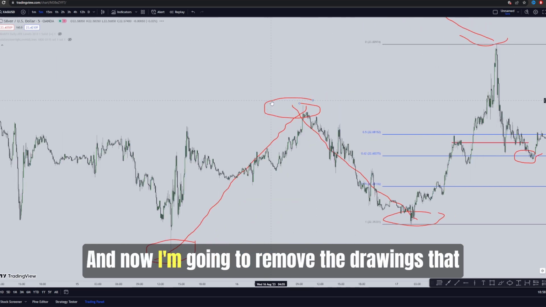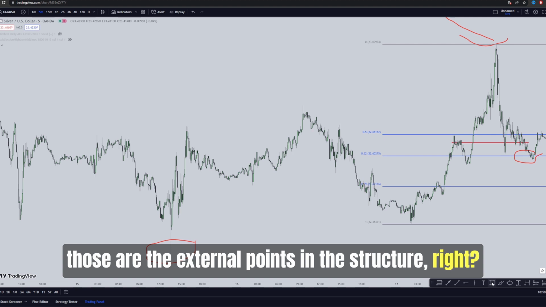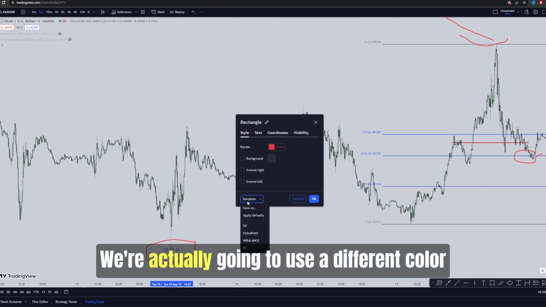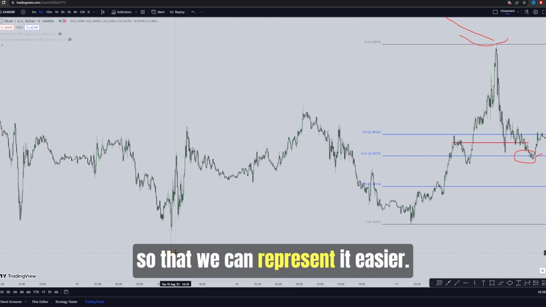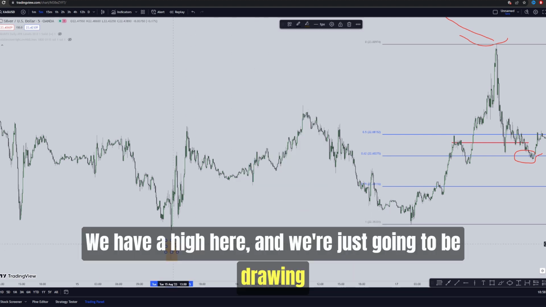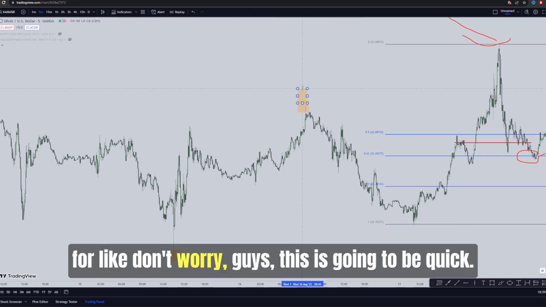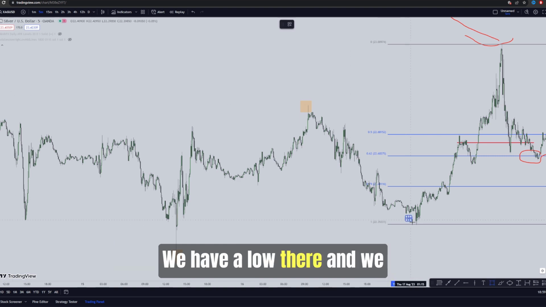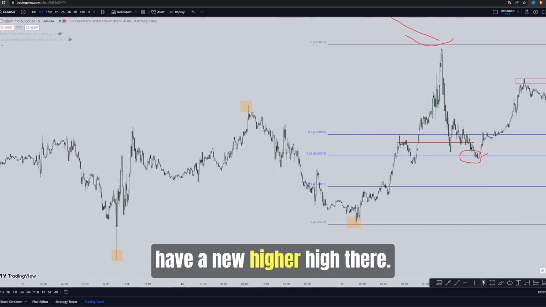We understood, and now I'm going to remove the drawings, that those are the external points in the structure. We have the low here. We're actually going to use a different color so that we can represent it easier. We have a low there. We have a high here. We're just going to be drawing, don't worry guys, this is going to be quick. Actually, let's do this manually instead. We have a low there, and we have a new higher high there.